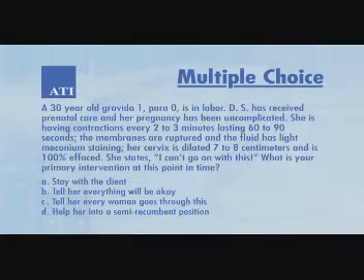Now for some critical thinking. A 30-year-old Gravida 1 Para 0 is in labor. DS has received prenatal care, and her pregnancy has been uncomplicated. She is having contractions every 2 to 3 minutes, lasting 60 to 90 seconds. The membranes are ruptured, and the fluid has light meconium staining. Her cervix is dilated 7 to 8 centimeters and is 100% effaced. She states, "I can't go on with this."